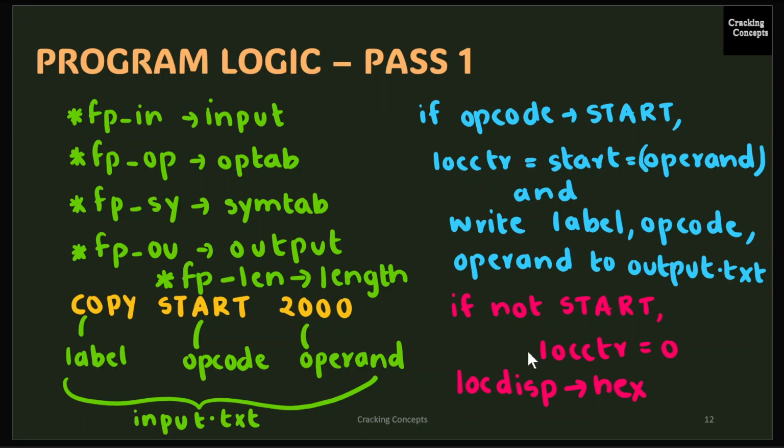So here the starting address is 2000. What I did is I have set location disp to 8192, which is the decimal value of 2000, so that when I print it as hex in the terminal, it will display it as 2000.